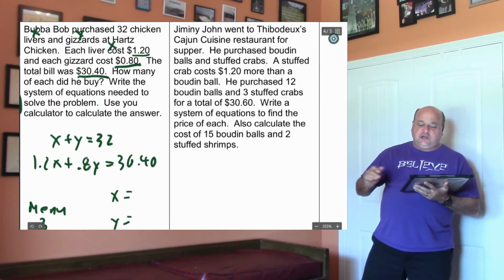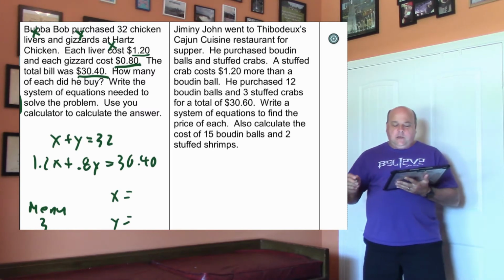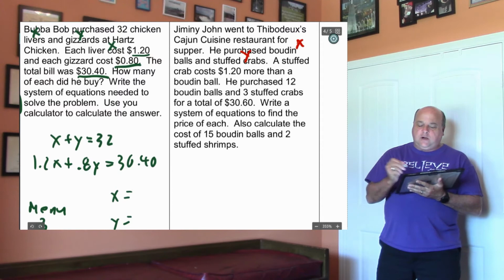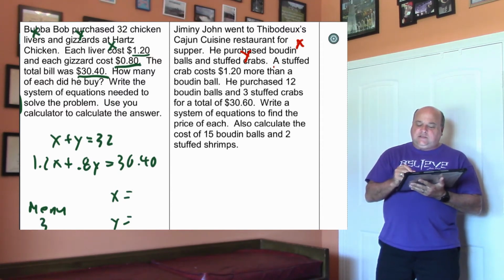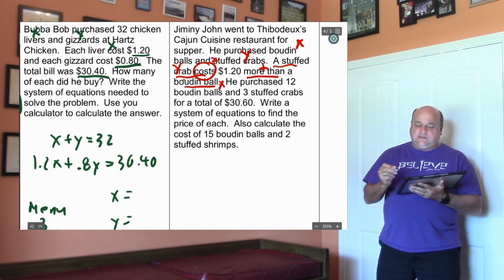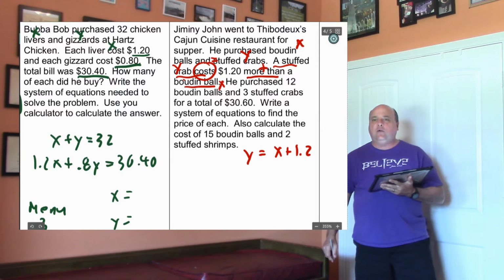Okay. Jimmy John went to Thibodeau's Cajun Cuisine restaurant for supper. He purchased boudin balls and stuffed crabs. So boudin balls and stuffed crabs, that's for X and Y. A stuffed crab, which is Y, costs $1.20 more than a boudin ball, which is X. So Y equals X plus 1.2. That's how I got that equation.